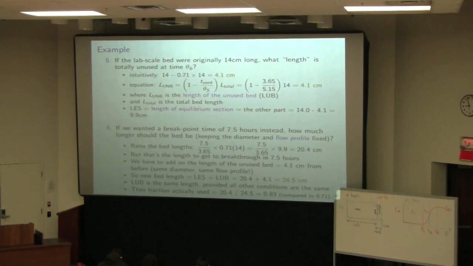Interestingly now, if I ran that system, I would see breakthrough where my length of usable bed, or LES, length of equilibrium section, would have been 20.4 centimeters divided by the original 24.5. So I've actually used slightly more capacity in my bed. So longer and longer beds end up fractionally using a greater portion of the bed.